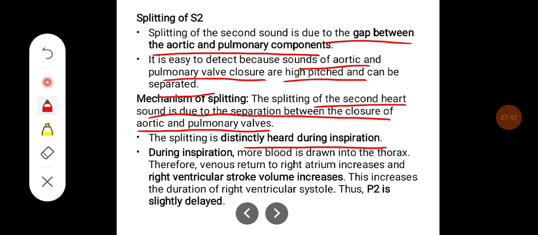During inspiration, more blood is drawn into the thorax. Therefore, venous return to the right atrium increases and right ventricular stroke volume increases. This increases the duration of right ventricular systole. Thus, P2 is slightly delayed.